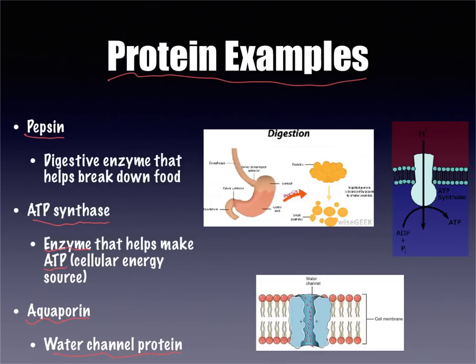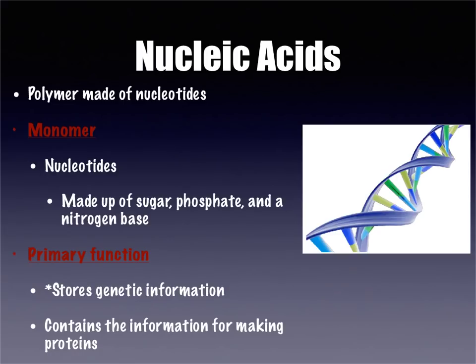Our last of the four biological molecules are nucleic acids. Now, this is again a polymer made of nucleotides. Nucleotides are the monomer. The nucleotide is the monomer of nucleic acid, and it's made up of a sugar, a phosphate, and a nitrogen-containing base.